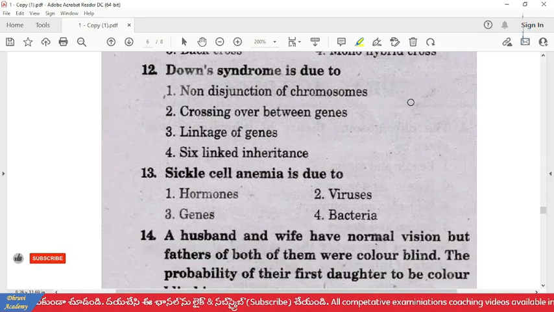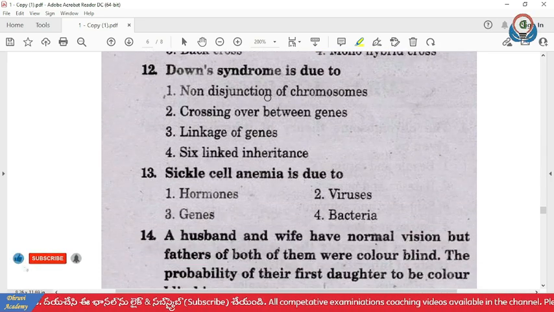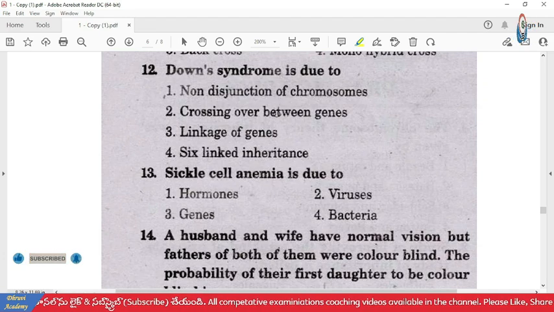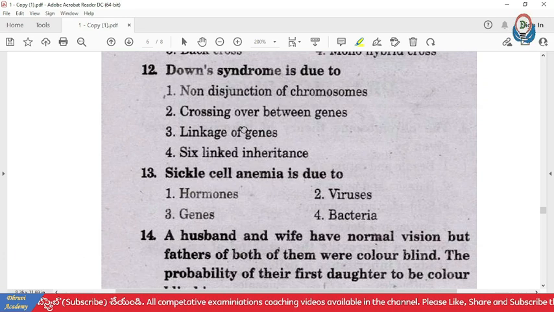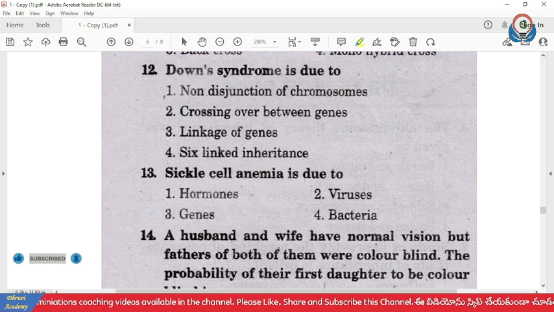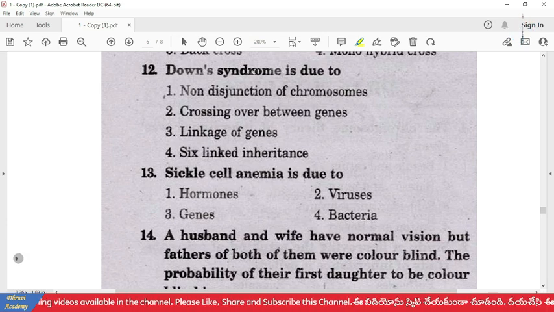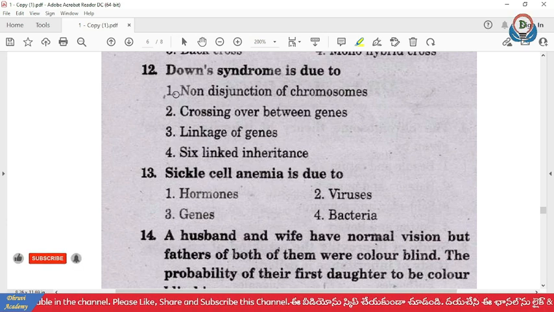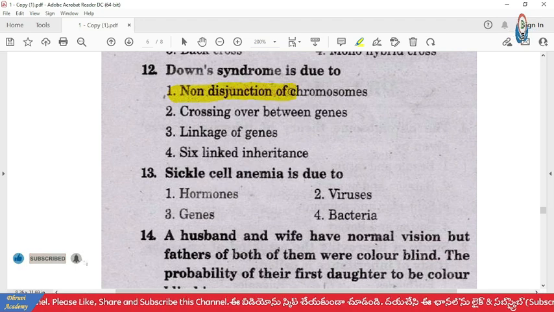Down syndrome is due to non-disjunction of chromosome, or crossing over between genes, or third one, linkage of genes, or the fourth one, sex-linked inheritance. It's Down syndrome, as I said. A person having an extra chromosome means it's a non-disjunction of chromosomes.